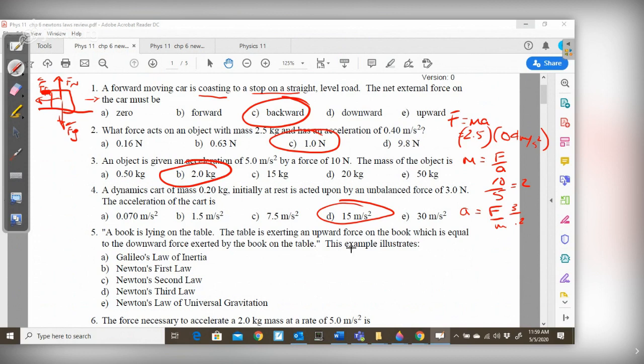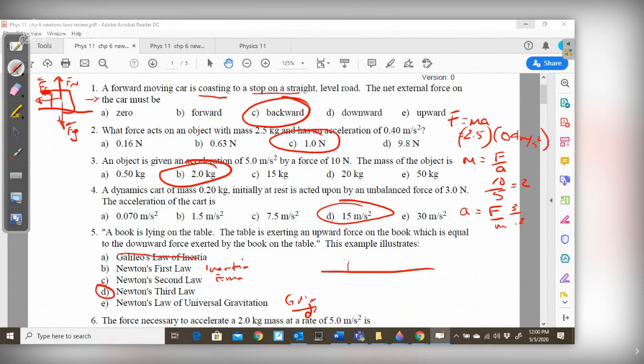Question number 5. A book is lying on the table, and the table is exerting an upward force on the book, which is equal to the downward force exerted by the book on the table. This example illustrates, all right, well, it's not going to be Galileo's. Newton's first law is inertia. Newton's second law is F equals ma. Newton's law of gravitation, well, that's Gmm over d squared. The answer is going to be Newton's third law.